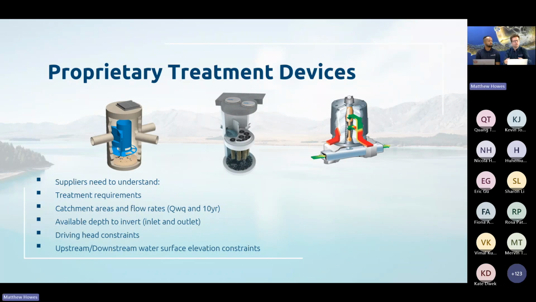Now, what's quite important to understand is that there's no pumps. We don't use pumps. We use the gravity flow and the flow of the water to both start and provide the treatment mechanisms for all of our devices. So when we get approached for a design, that's why we do ask, what are the treatment requirements? What type of contaminants do we need to remove? What are the catchment areas and those flow rates? That helps the size of the device.